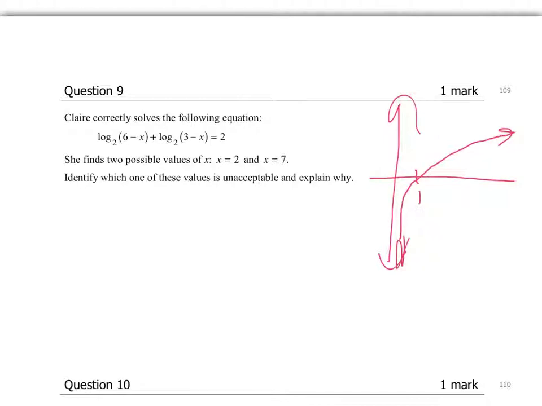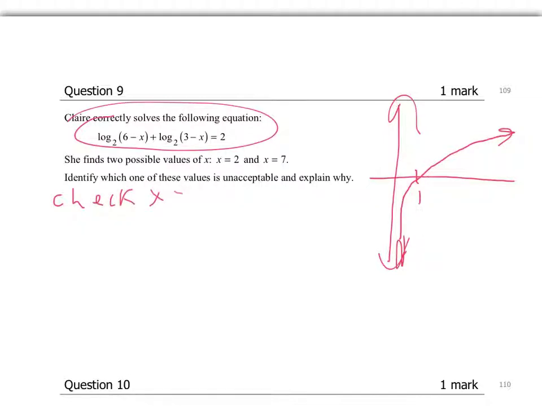So let's look at the two values, 2 and 7. You've got to be careful because both 2 and 7 fall in the domain of a log base 2 graph, but we have to see if they actually fall in the domain of the equation. So first I'm going to check each of these values.